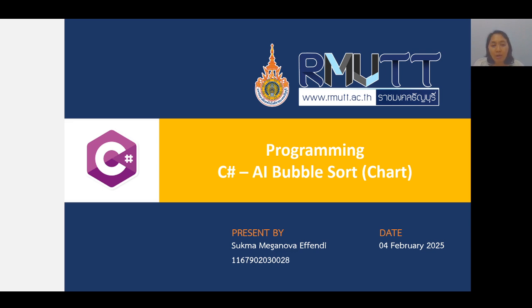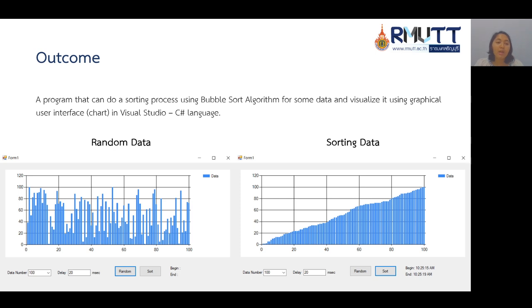I want to present my homework about programming using the C# language and the bubble sort algorithm, especially Dart. The outcome of this homework is a program that can do a sorting process using the bubble sort algorithm for some data and visualize it using a graphical user interface with a chart display in Visual Studio in the C# language.